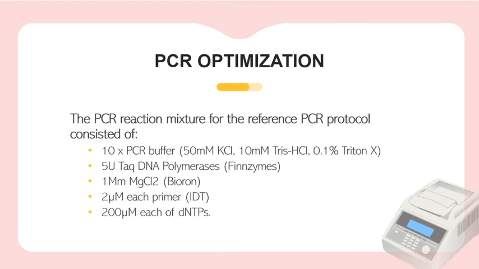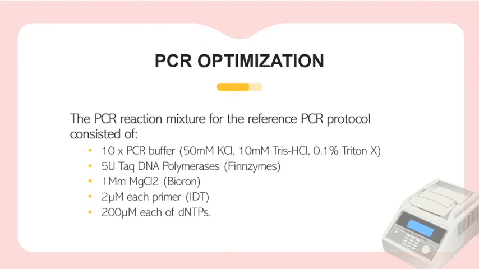The PCR reaction mixture for the reference PCR protocol consisted of, first, 10 times PCR buffer consisting of 50 millimolar potassium chloride, 10 millimolar Tris-hydrochloride, and 0.1% Triton X. We all know that a buffer is needed to create the optimal chemical condition and keep the mixture at the correct pH for the PCR reaction.